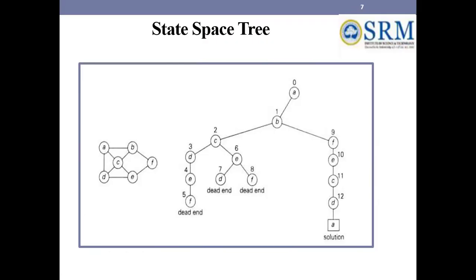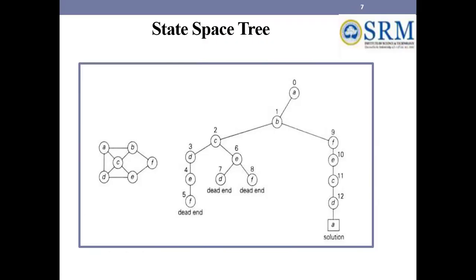Now see the path, the leftmost: A, B, C, D, E, F. All nodes are visited exactly once. This is called a Hamiltonian path. What is a Hamiltonian cycle? From the last node, there should be a path to reach the starting node. That means for the last node, A should be an adjacent or neighboring node. For F, A is not a neighboring node in this graph. So this is called a dead end.